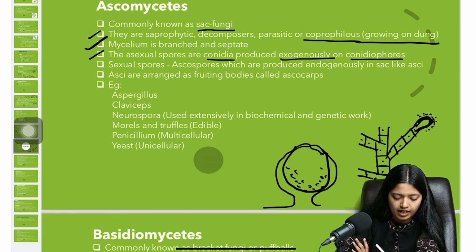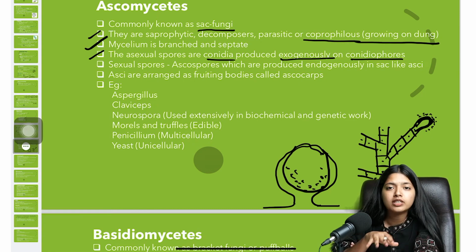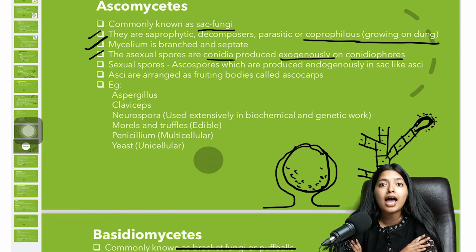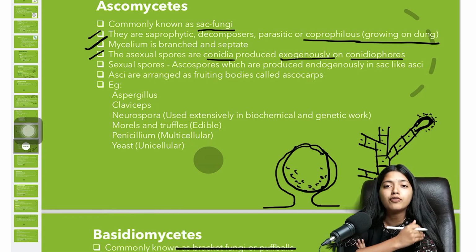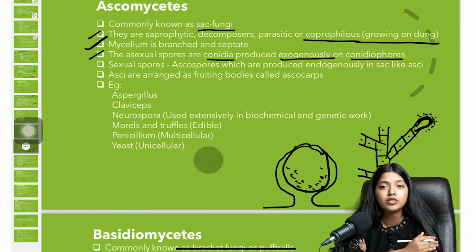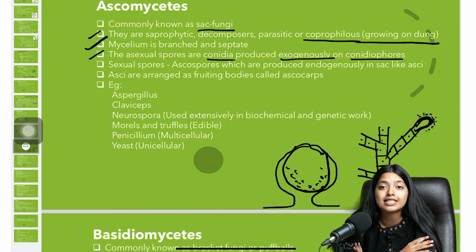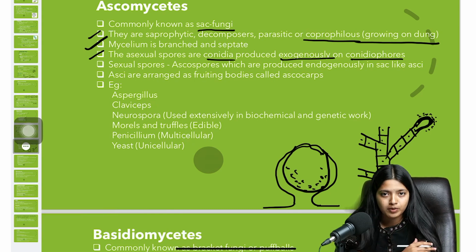Asci are arranged as fruiting bodies called ascocarps. So a number of asci arranged together form a fruiting body. Is that clear? Once again, sexual spores are known as ascospores. So the sexual spores of ascomycetes are ascospores and their structure is called asci, in which spores are formed. And some asci together form a fruiting body which is called ascocarp. Carp means fruit. So ascocarp is the fruiting body inside which ascospores are formed.